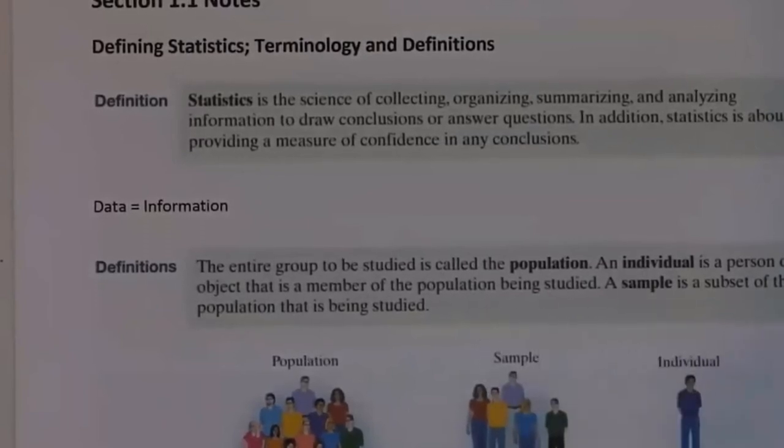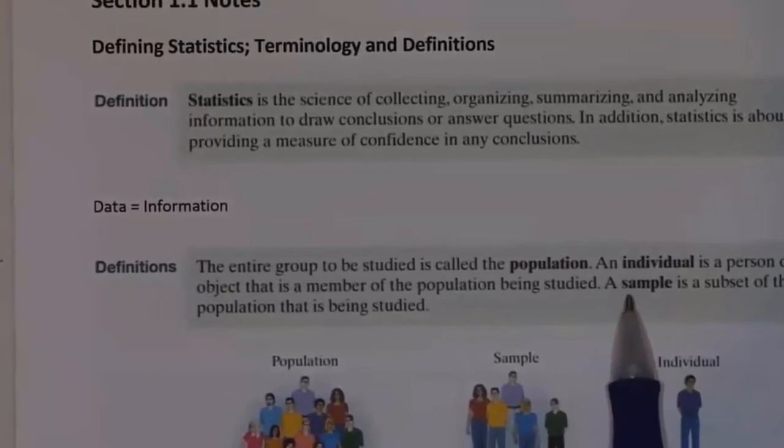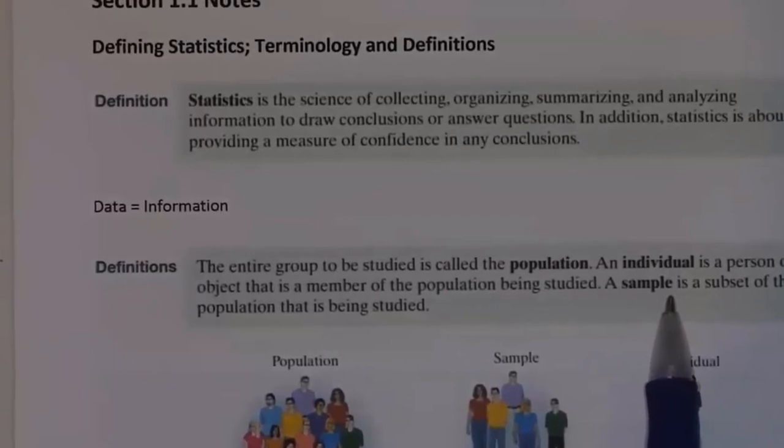Whereas a sample is a subset of the population. So if I were to randomly select, say, 100 Lewis and Clark students, okay, then those 100 Lewis and Clark students would be a sample of Lewis and Clark students. You guys in this class are a sample of Lewis and Clark students. An individual is a person or object that's a member of the population being studied. So each one of you is an individual because each one of you is a Lewis and Clark student. And again, it doesn't have to be people, but it could be people or objects or animals or plants or whatever. Those individuals make up the population or the sample.